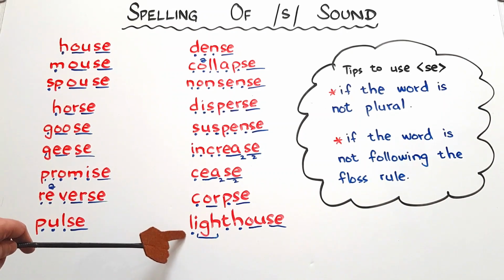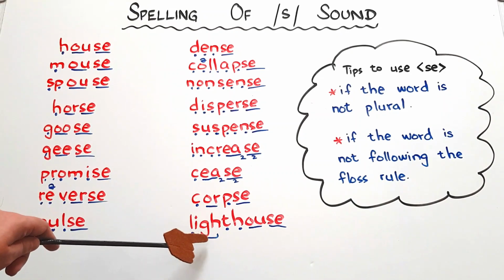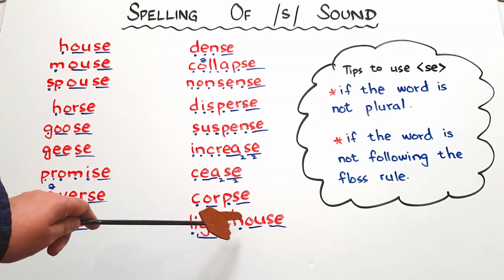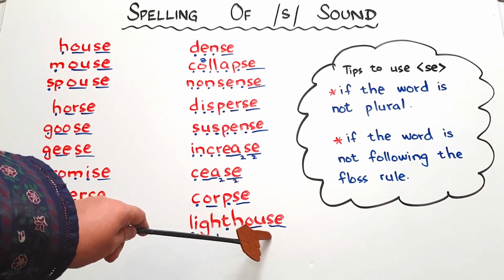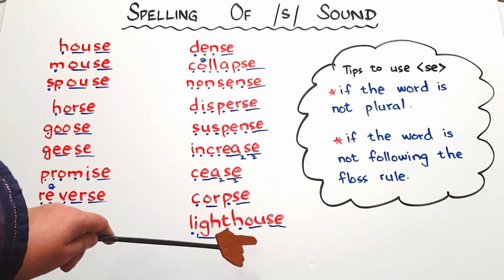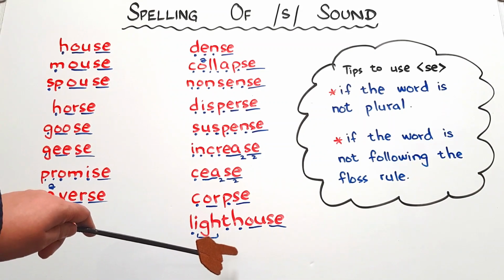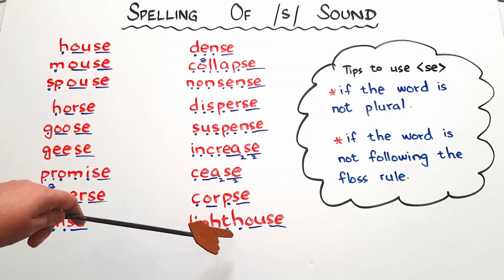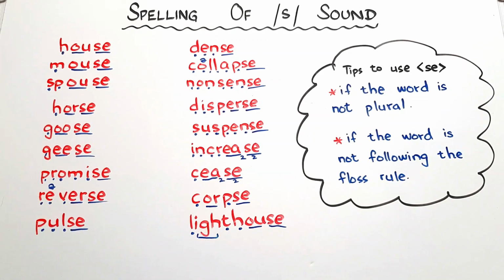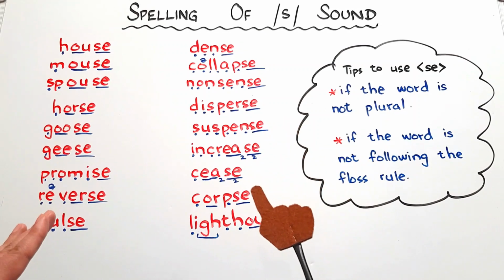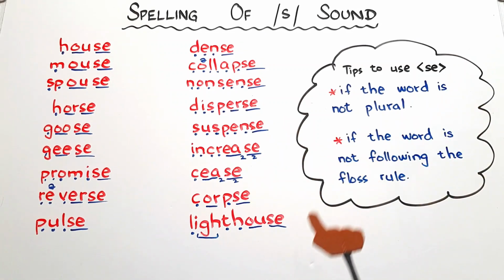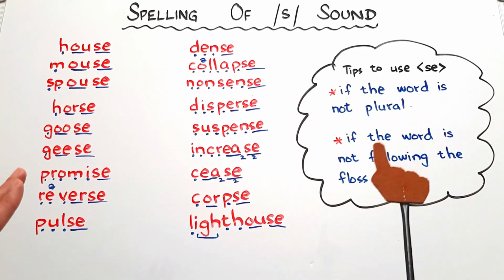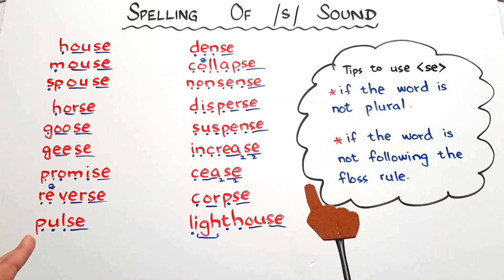Then we have I, the three-letter I, light, house, lighthouse. Lighthouse means a building with a beacon to show way to ships in the sea or in oceans, right? So this was just a short list of SE words. There are many more SE words. The only thing you can help children with is with these 2 tips. Remember that these are not any rules. These are just some tips that can help children a lot.